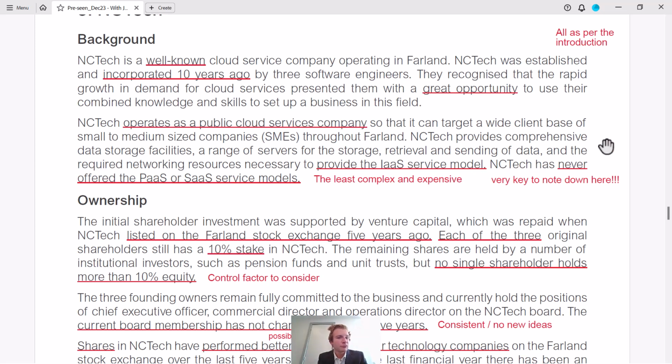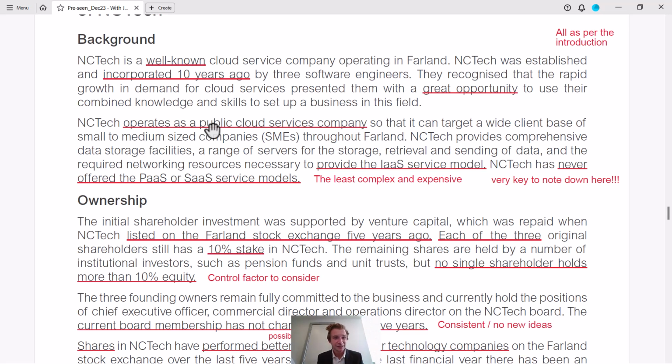And the required networking resources necessary to provide the IaaS service model, NCTech has never offered PaaS or SaaS service models. So in other words, NCTech actually offer the least complex and expensive option out of the three. NCTech operates, as you can see where my mouse is, a public cloud services company. So for your notes, public for the top one. That was number one, as we touched on.